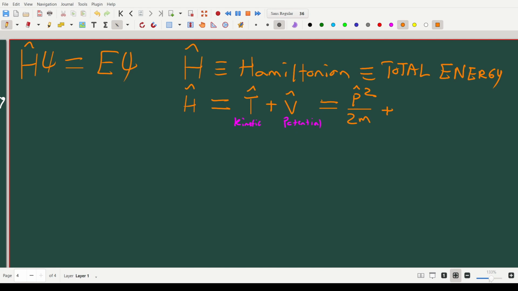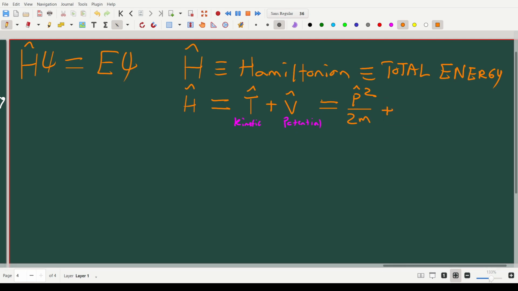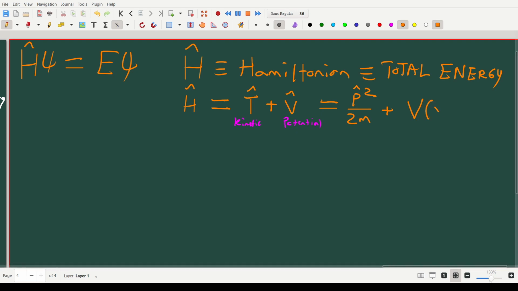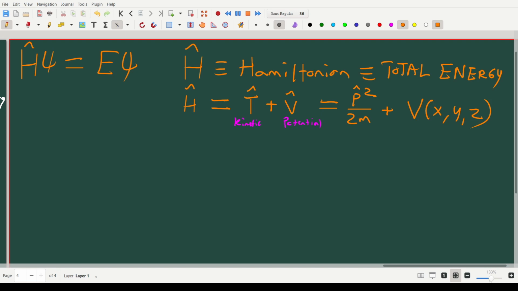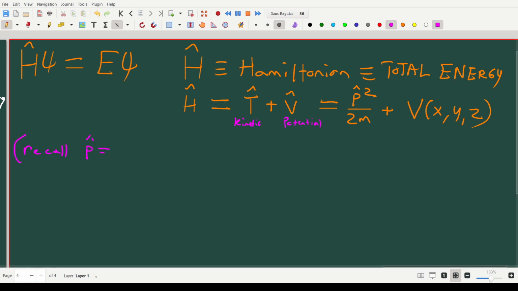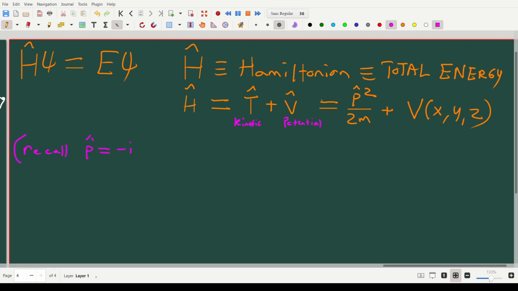So it changes. So it's just a function, though. It's a function of position. So it's a function of x, y, and z, if it's in 3 dimensions. Okay, and now we have to evaluate p squared. We go back to our table, recall that the p operator is minus i h over 2 pi times the derivative with respect to position.